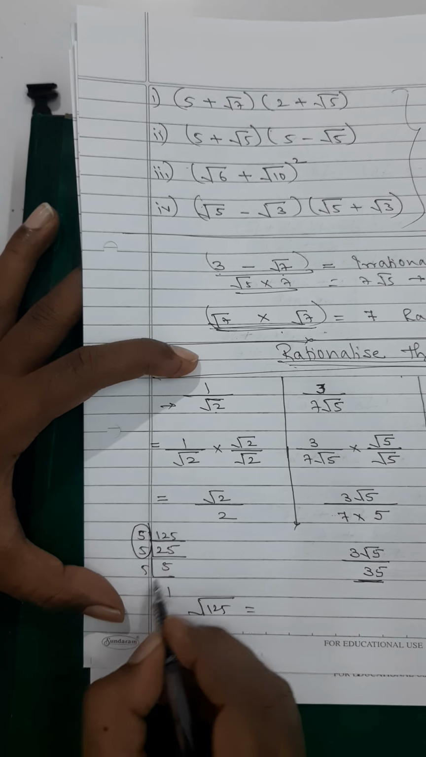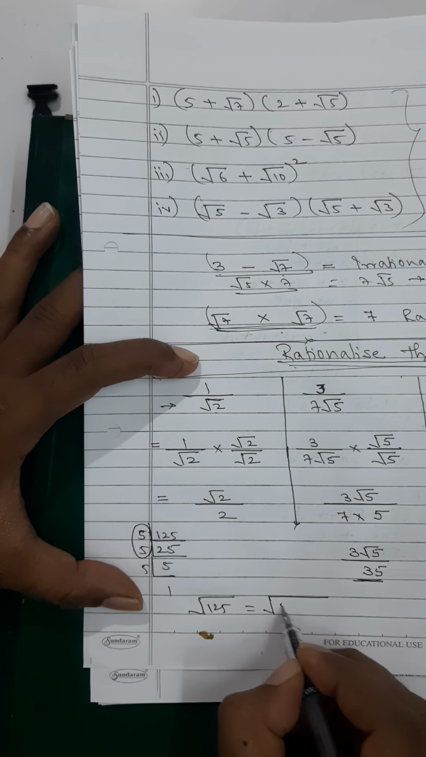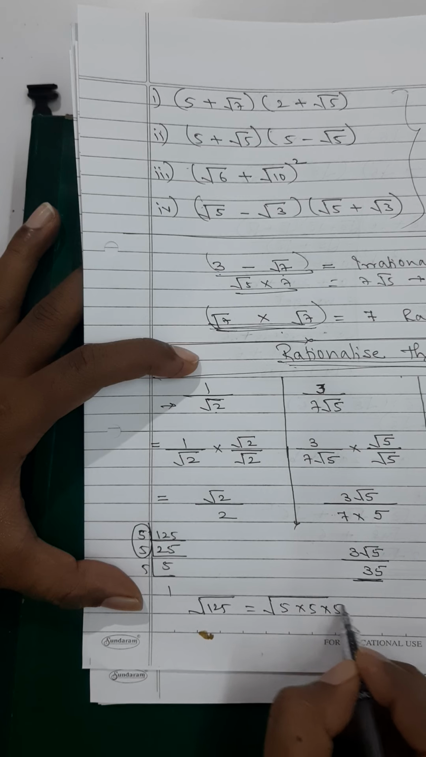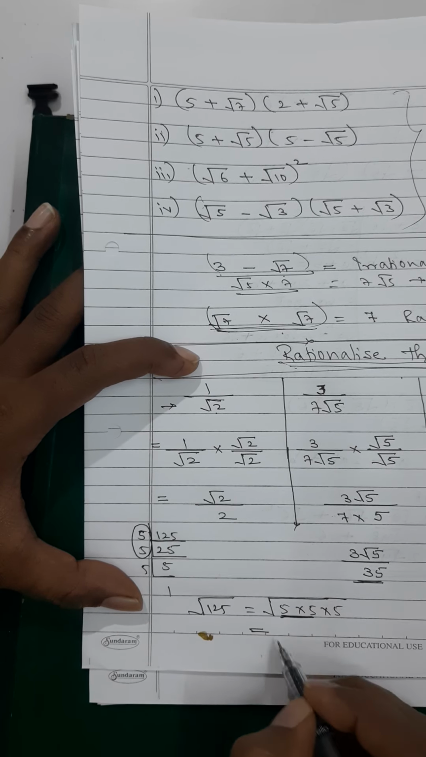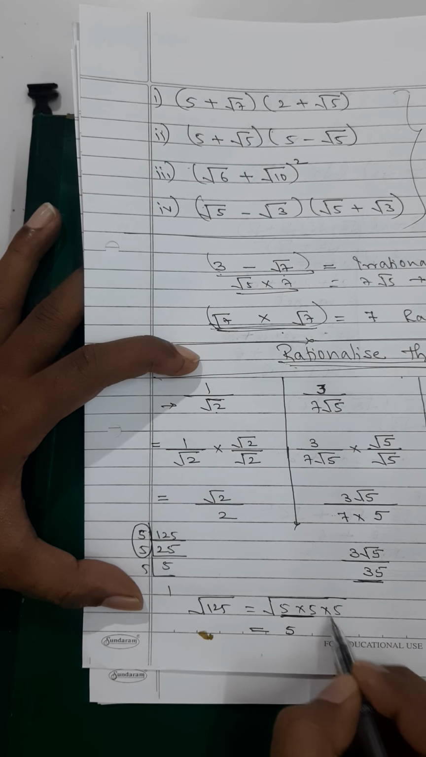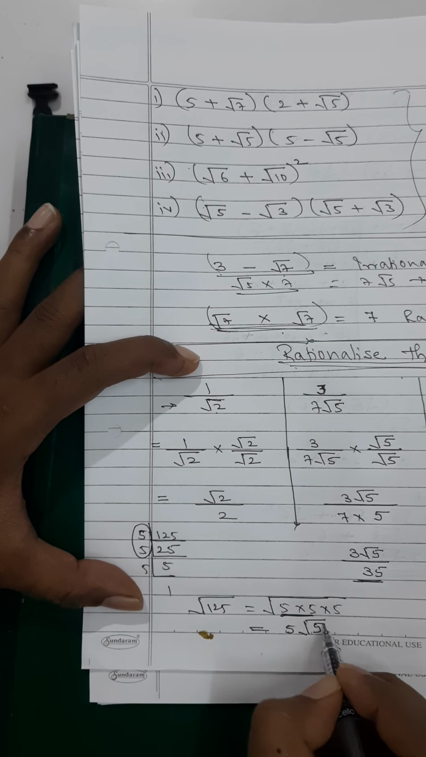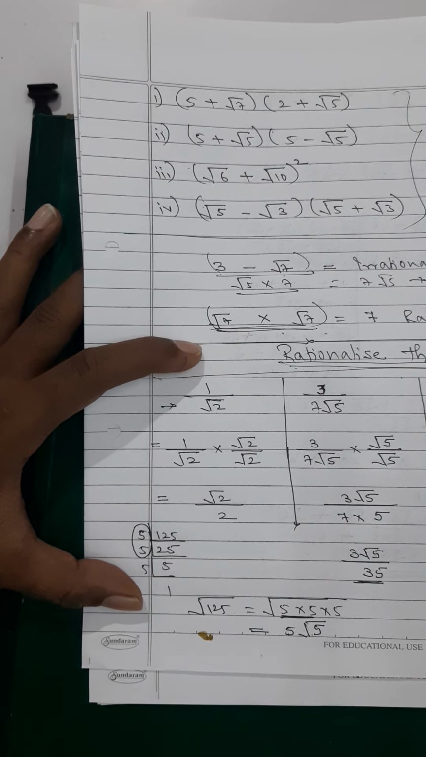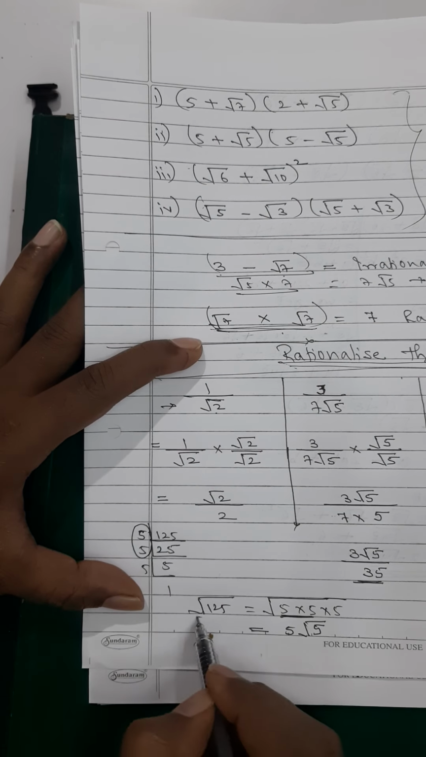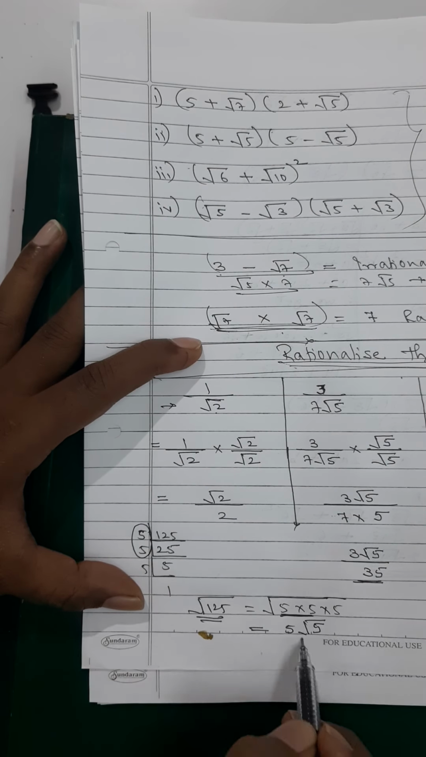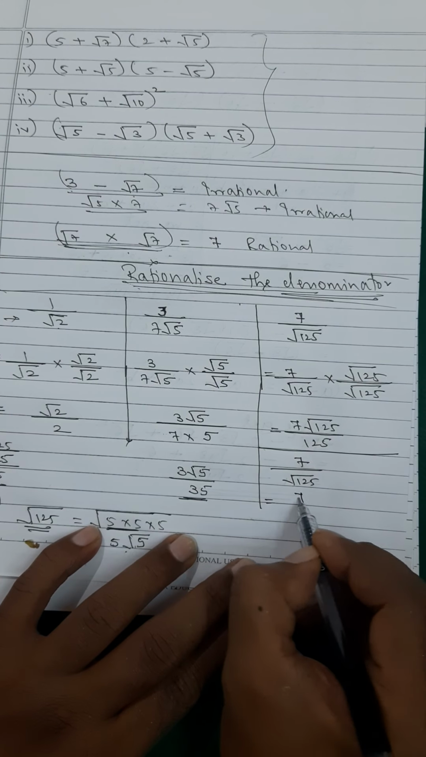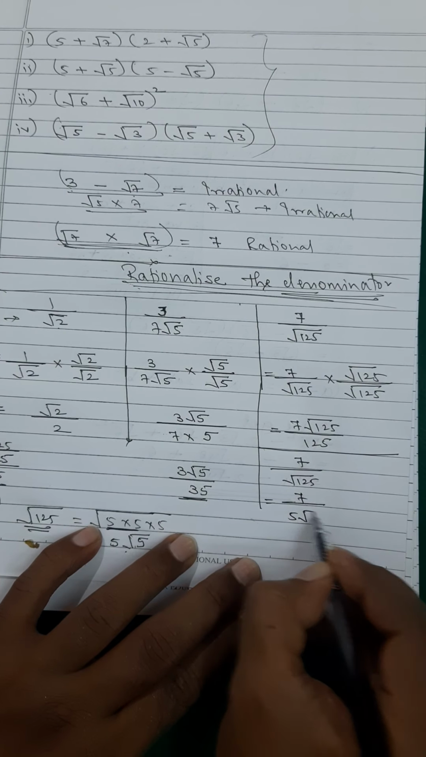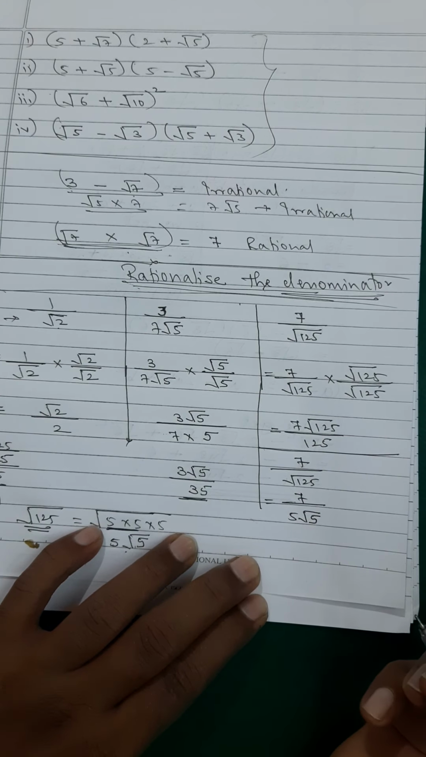So this is the factorization done. 5 into 5 into 5. So what will happen is that this will become a pair and this will go out of the radical. Because this one doesn't have a pair, it will continue to stay in the radical. This is the way you are going to simplify root 125. So root 125 is nothing but 5 root 5. So this will become what in the next step? 7 upon 5 root 5.